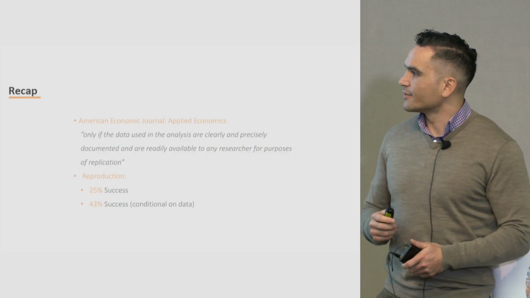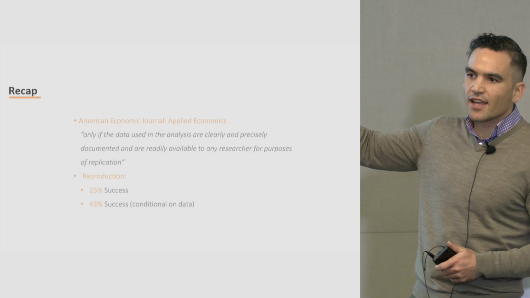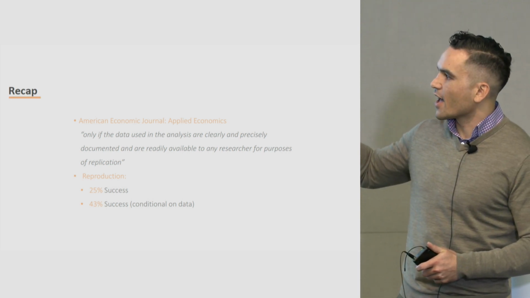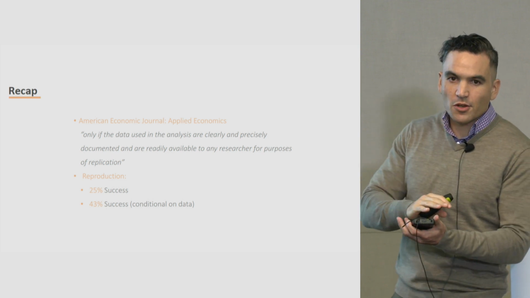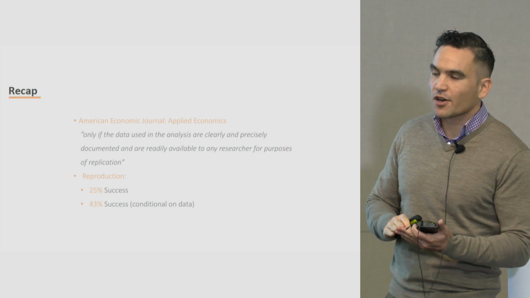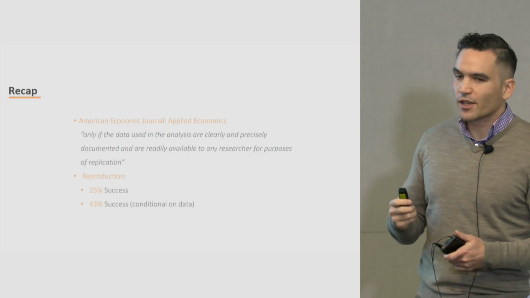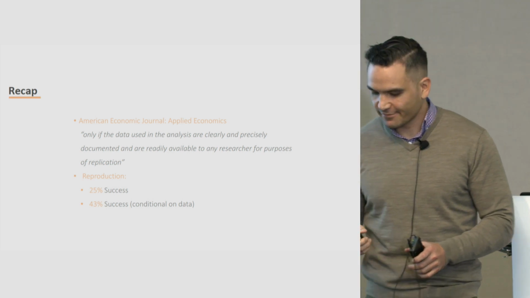Okay, and just to recap, nothing new here. We're speaking directly towards the AEA's data sharing and transparency policy. And even in a journal that has this, and for which most articles are empirical and provide their code, there's just an overall 25% success rate and 43% conditional on actually providing non-confidential data.